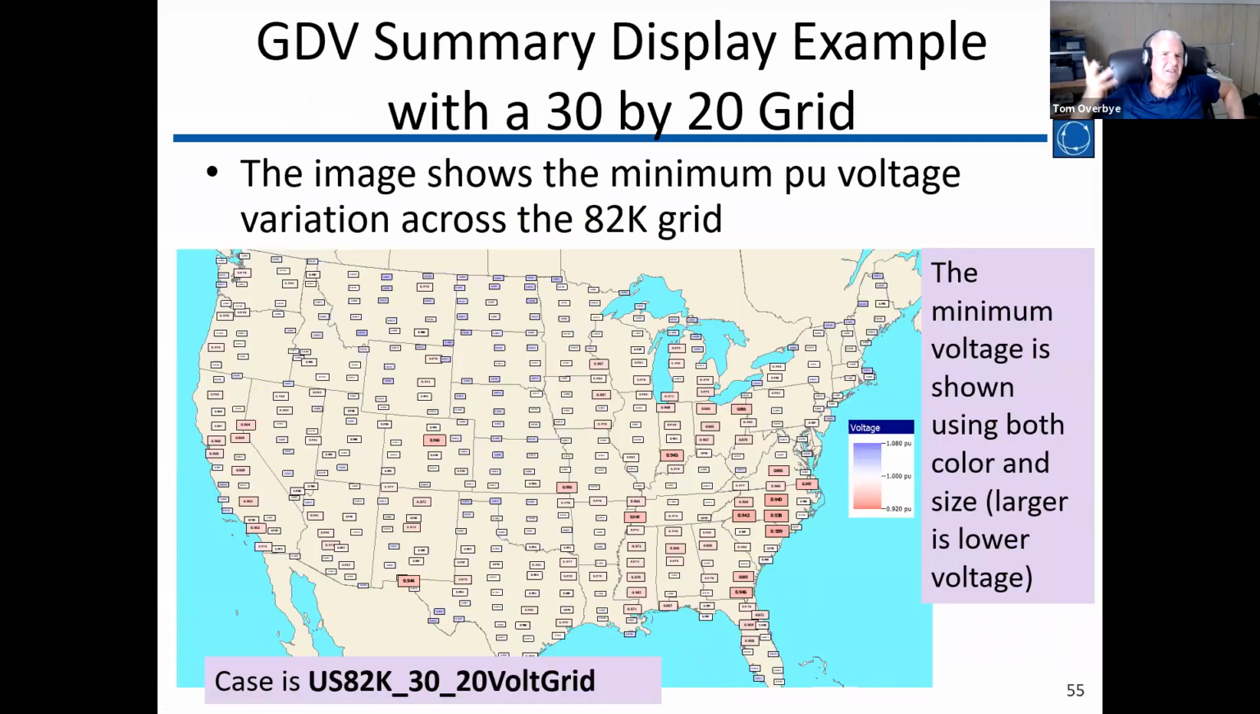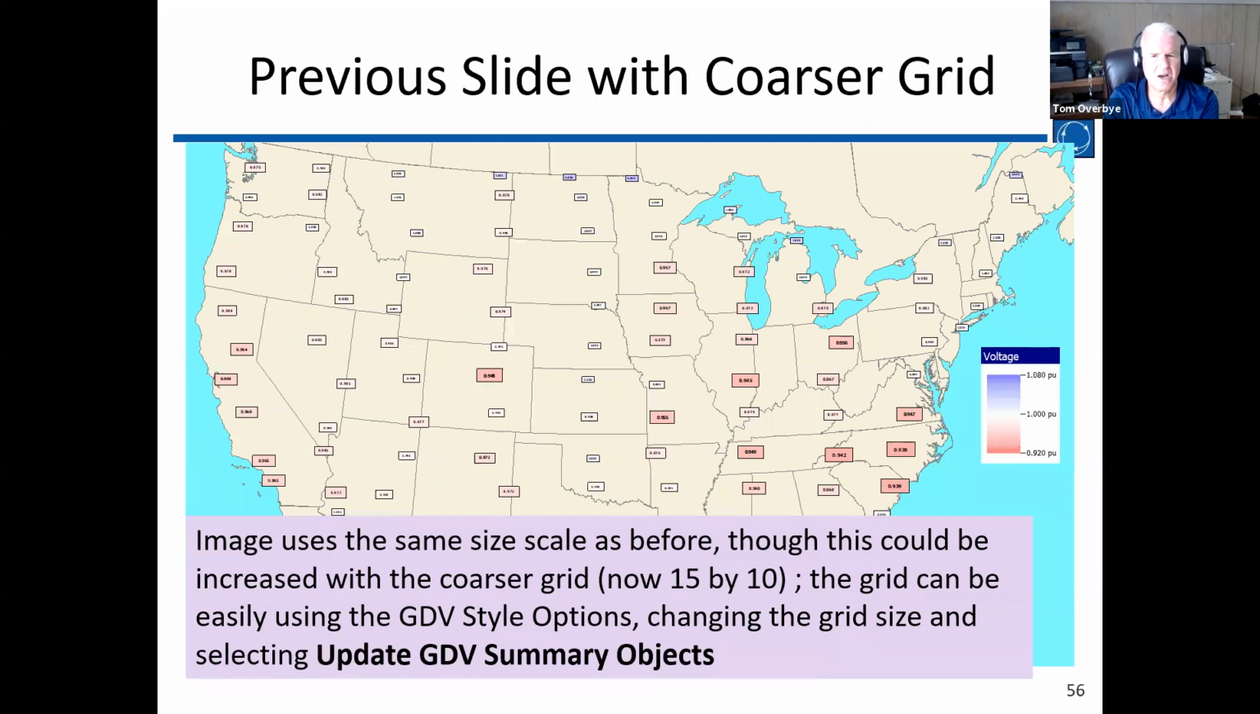Okay, here's an example of a Gdv summary display for the 82,000 bus case with 30 by 20 grid. This is very quick to make up. Here I'm contouring minimum voltage shown using color and size. So it kind of gives you a feel for what the voltage variation across your system is. Here's one where I changed it. I'm using a coarser grid, a 15 by 10 grid, so it's very easy to change around.